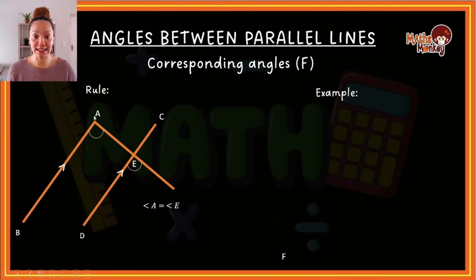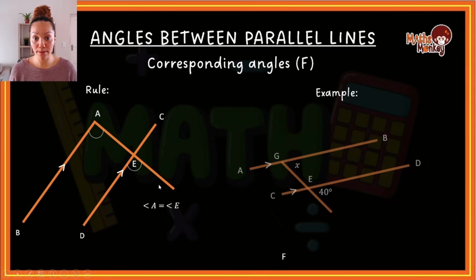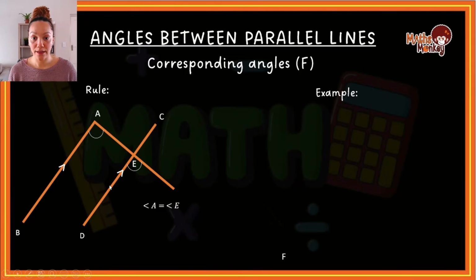So in this case, angle A would be equal to angle E, and we will see that it's an F that's being made here. Follow my mouse. You see the F there? And this is the angle underneath in the corner of the F, and this one is in the corner of the F, and these two are equal to each other. Okay, so that's what we call corresponding angles if we see the F.